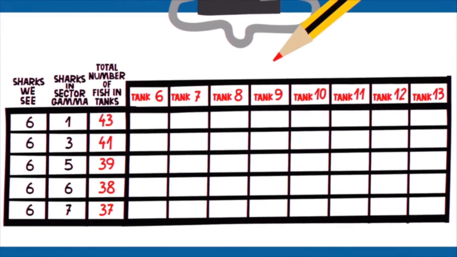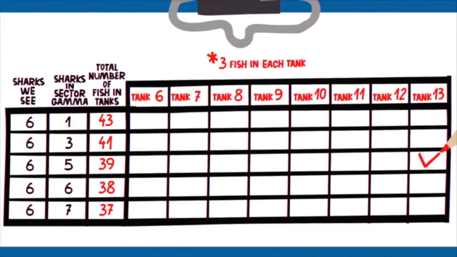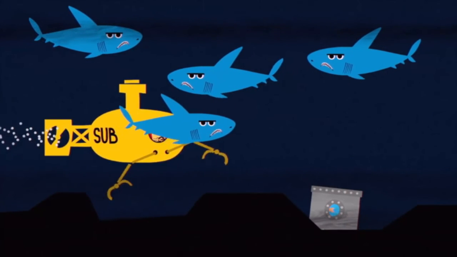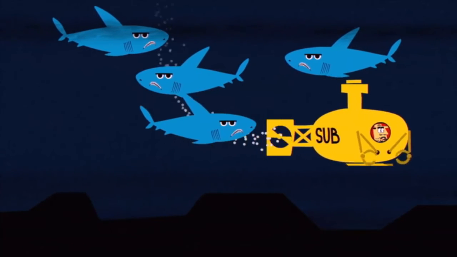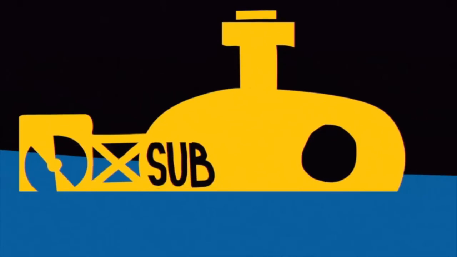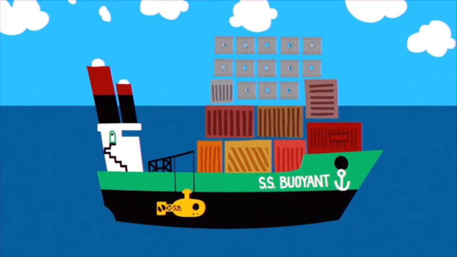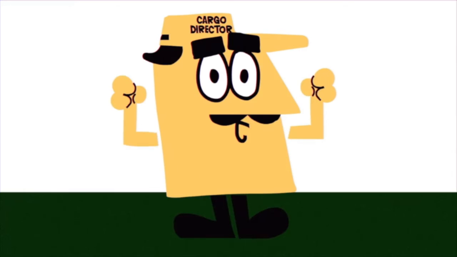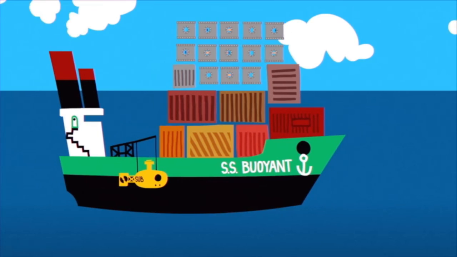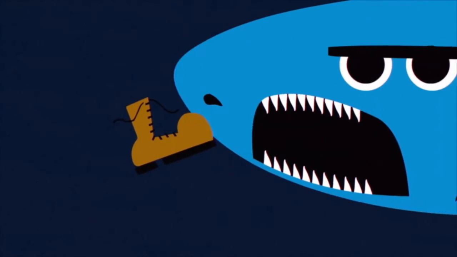And looking at the table, we can see that the only combination that works is 39 fish divided between 13 tanks, with 3 fish in each. With sharks swarming around, you quickly pilot the sub through the first 2 sectors before retrieving the remaining 7 tanks in Sector Gamma. You've saved the species and taken an impromptu dive. All in all, not a bad day, unless you happen to be a hungry shark.